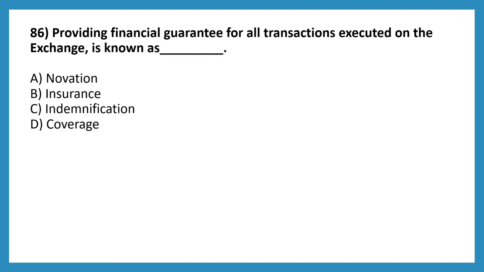Next question, providing financial guarantee for all transactions executed on the exchange is known as option A, novation, option B, insurance, option C, indemnification, option D, coverage. The correct answer is option A, novation.